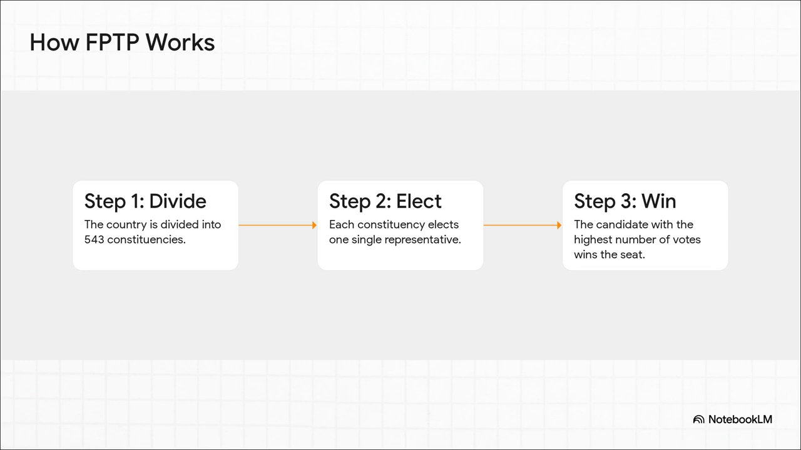Well, it's actually pretty straightforward. First, you take the whole country and slice it up into 543 different areas. We call these constituencies. Second, each one of those constituencies gets to elect just one person, a single representative. And third, this is the most important part, the candidate who gets the most votes in that area wins the seat. That's it. It's a pure winner-take-all race in every single one of those 543 districts.